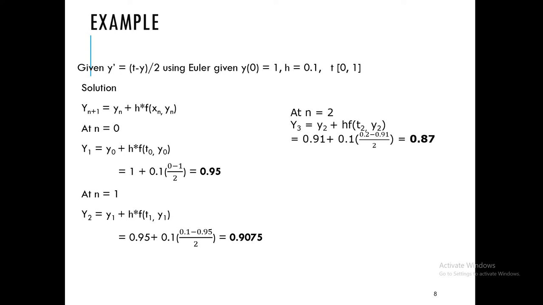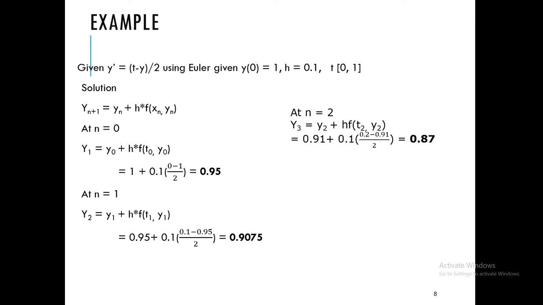Is it clear? So let's do the evaluation. y1 was 0.95, put it here, plus your h, your step size. Step size is always constant. The step size is constant, it's the t that will be moving. So 0.1 into bracket, t is 0.1 minus your y1, 0.95, over 2. Then you solve for it. Then we move on.